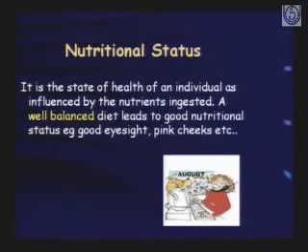Now what do nutrients do? They improve our nutritional status. Nutritional status can be defined as the state of health of an individual as influenced by the nutrients ingested. A well-balanced diet leads to a good nutritional status, and we can see it when a person has good eyesight, pink cheeks, and good hard working capability. For example, you can see in this picture.